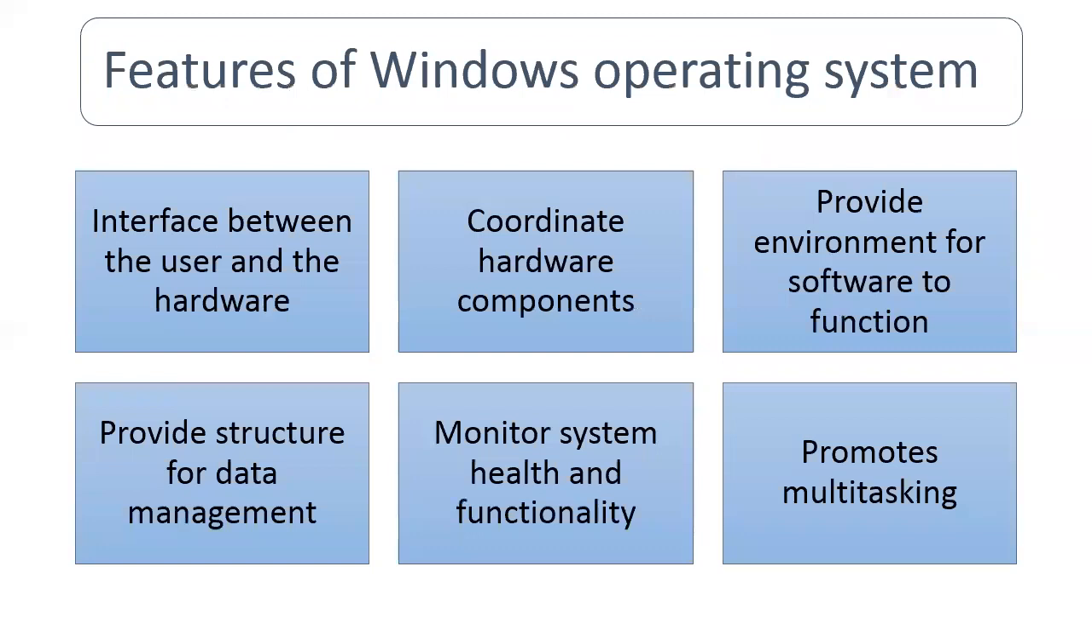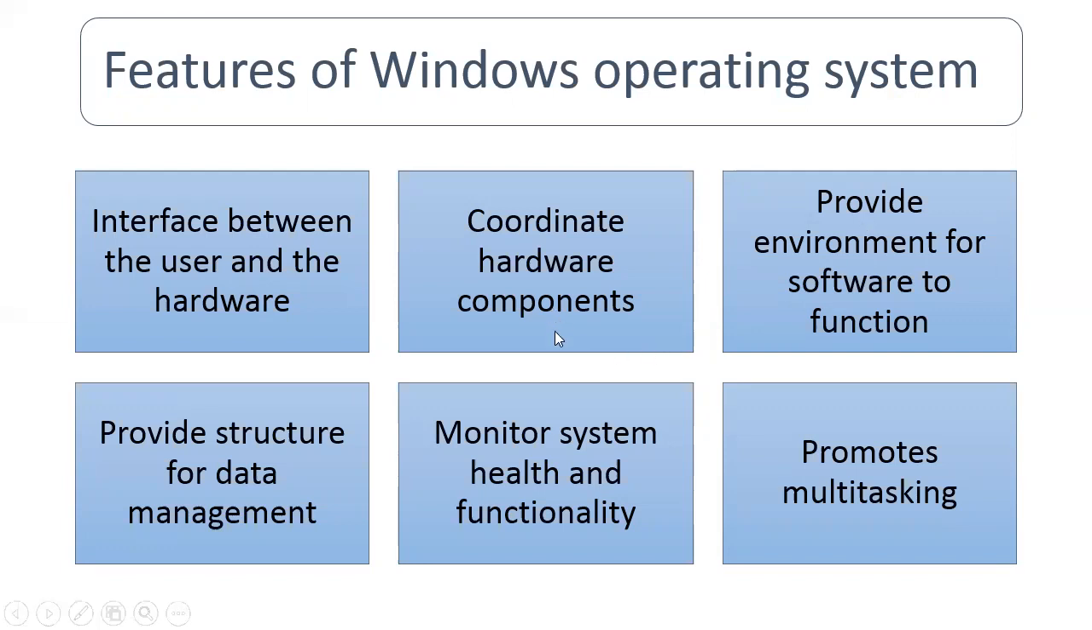Let's understand the features of the Windows operating system. The first is an interface between the user and the hardware. An operating system provides an interface between user and machine. This interface can be a graphical user interface, which is GUI, in which users click on screen elements to interact with the OS, or a command line interface, which is CLI, in which users type commands at the command line interface to tell the operating system to do things.